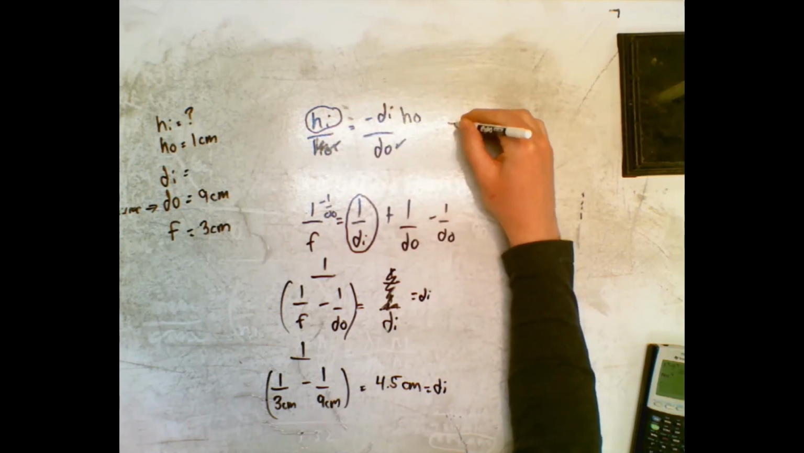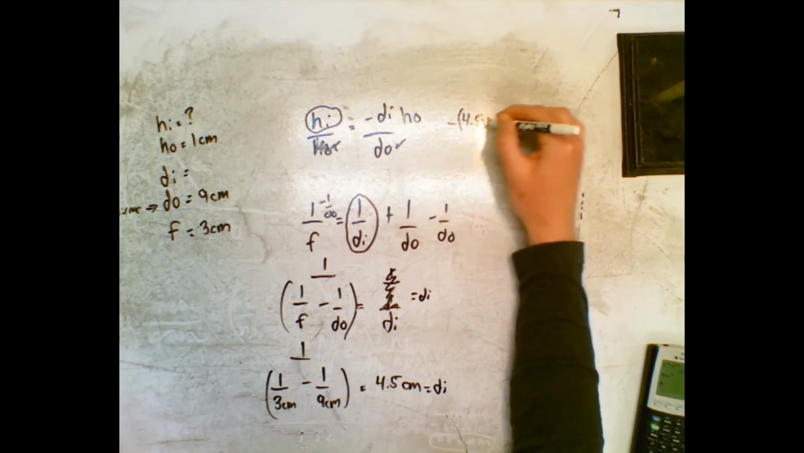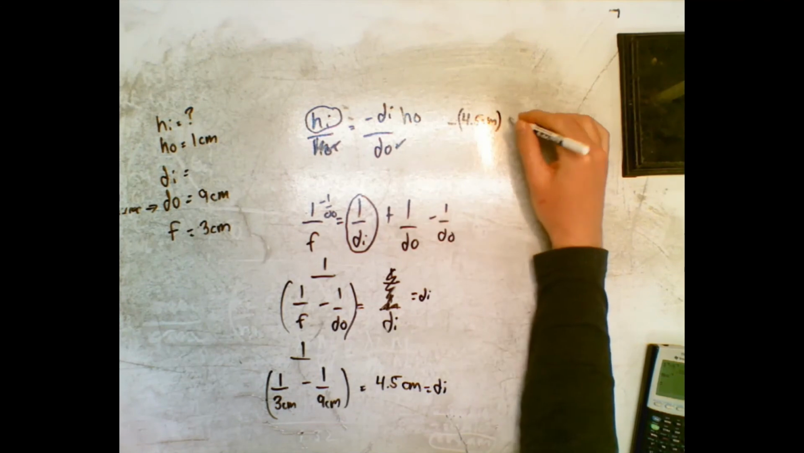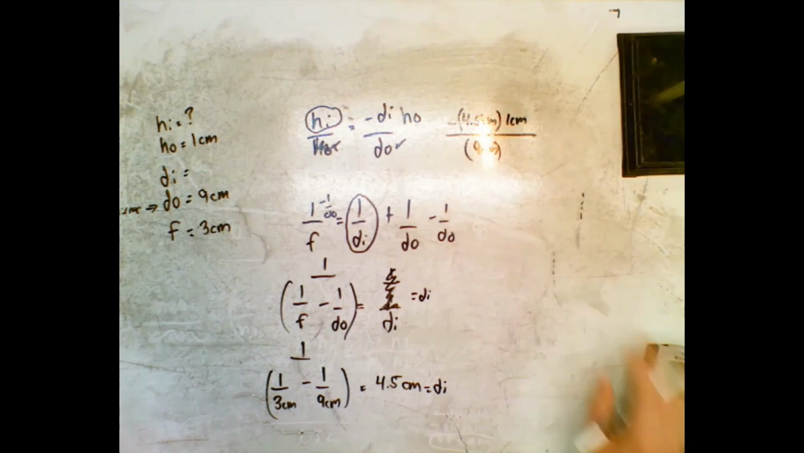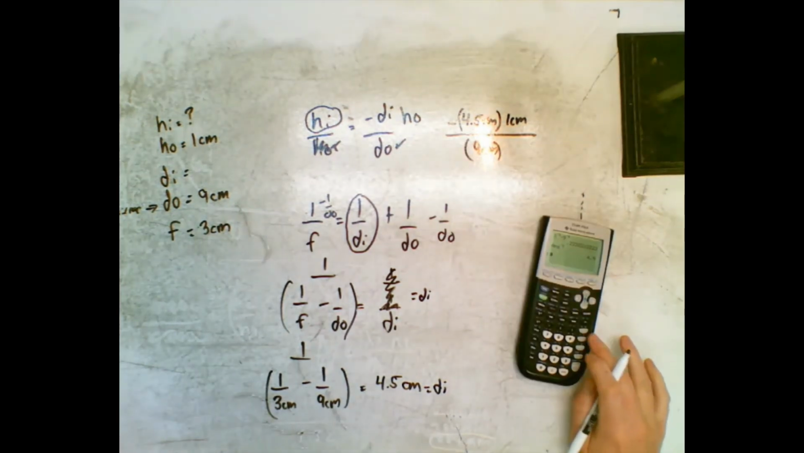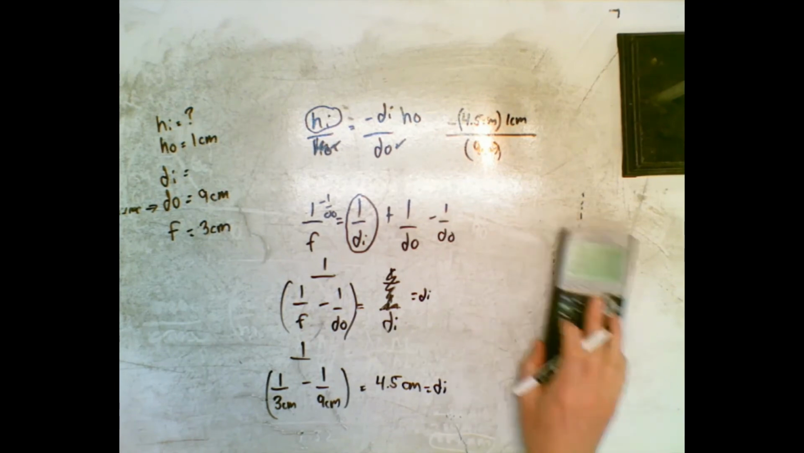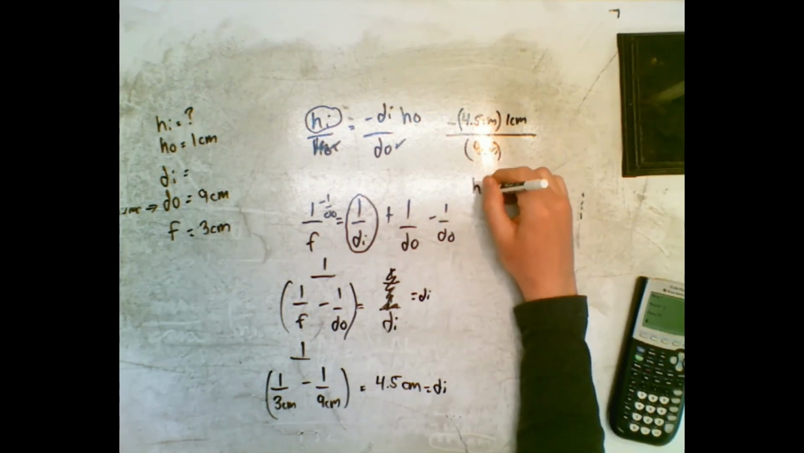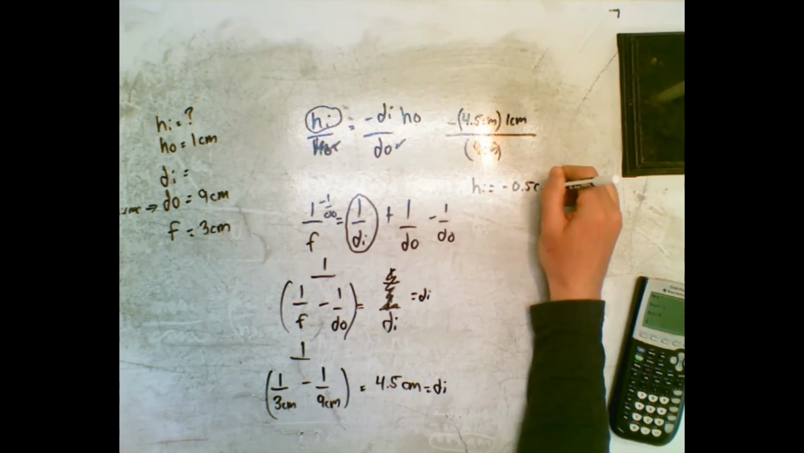So negative di, which is 4.5 centimeters, and then ho is 1 centimeter, and do is 9 centimeters. Okay. So 4.5, and we have to make that negative, divided by 9, and we get hi of our image to be negative 0.5 centimeters.